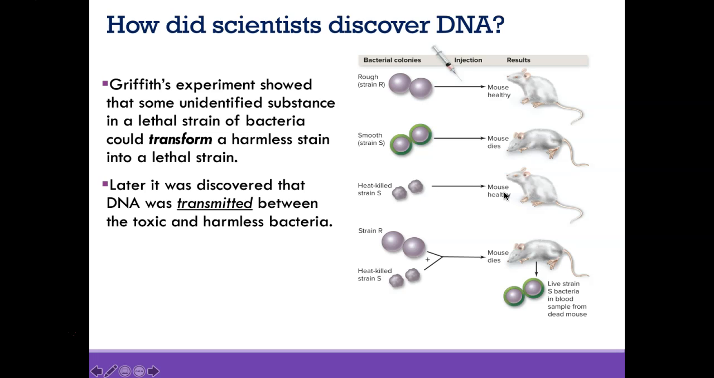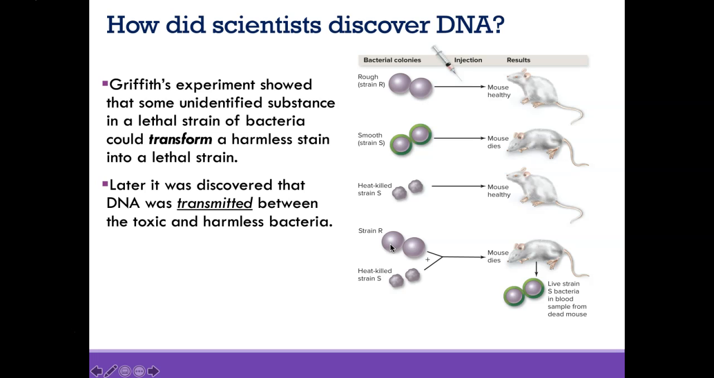But this is where it got interesting. When they took the heat-killed S strain and the living R strain that was otherwise harmless, the mouse still died. So Griffith's experiment showed that some unidentified substance in this heat-killed strain S was able to transform this harmless strain R and still kill the mouse. Not only that, live strain S bacteria was retrieved from the dead mouse. So clearly, something was being transmitted from the heat-killed S strain into the R strain.